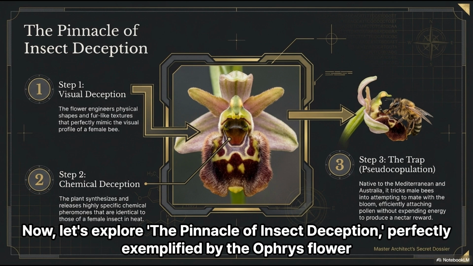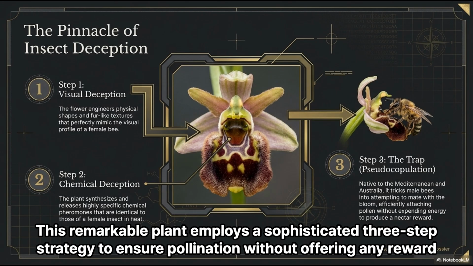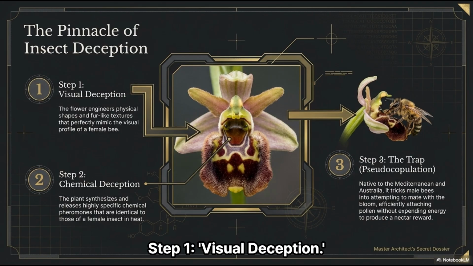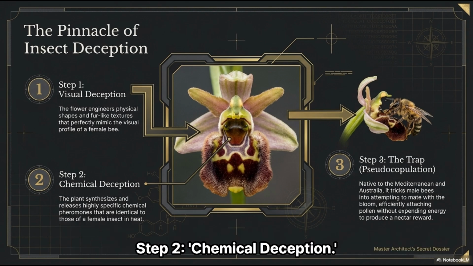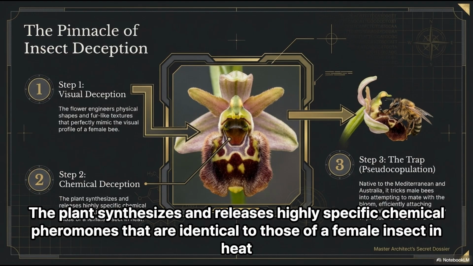Now, let's explore the pinnacle of insect deception, perfectly exemplified by the Ophrys flower. This remarkable plant employs a sophisticated three-step strategy to ensure pollination without offering any reward. Step 1. Visual deception. The flower ingeniously engineers physical shapes and fur-like textures that perfectly mimic the visual profile of a female bee. Step 2. Chemical deception. The plant synthesizes and releases highly specific chemical pheromones that are identical to those of a female insect in heat.